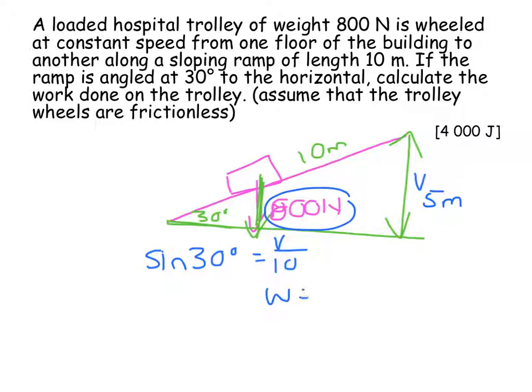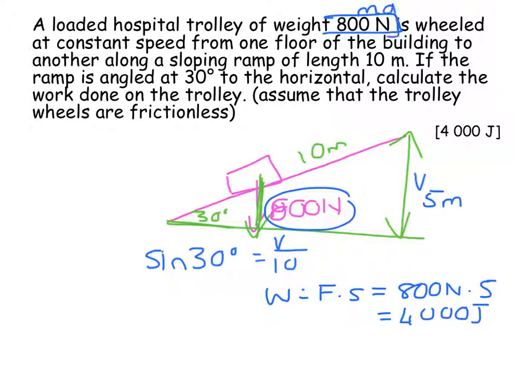So work done is force times distance, and that is going to be 800 newtons times 5 meters, and I land up with 4,000 joules. Another way of doing that would have been mgh. You haven't been given the mass, but you have been given mg, and this is your h.